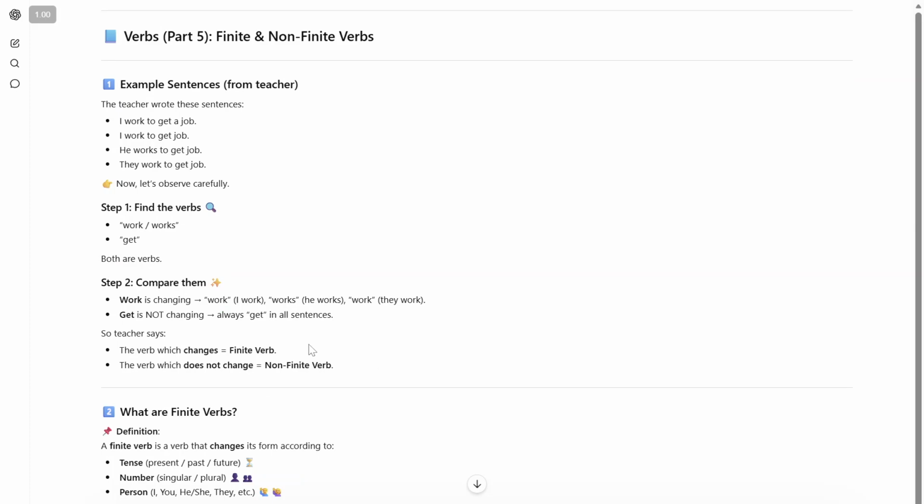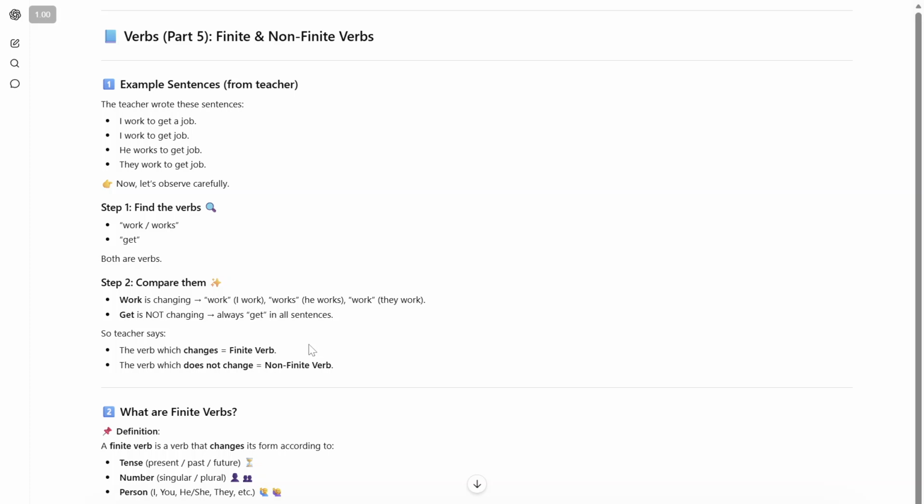Verbs, Part 5, finite and non-finite verbs. From teacher. The teacher wrote these sentences. I work to get a job. I work to get job. He works to get job. They work to get job. Now let's observe carefully. Step 1, find the verbs: work, works, get. Both are verbs. Step 2, compare them. Work is changing: I work, he works, they work. Get is not changing. Always get in all sentences.